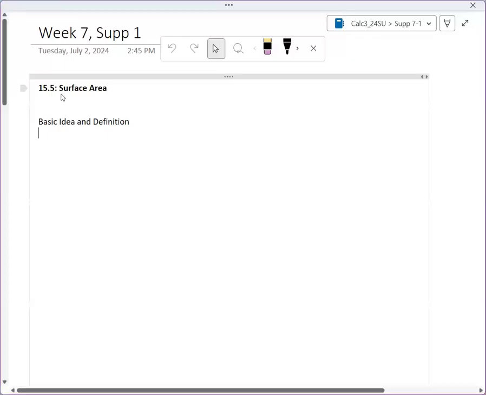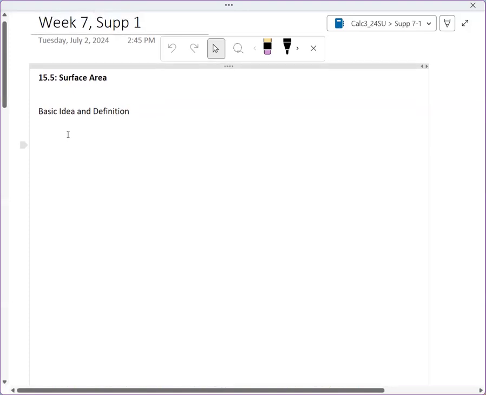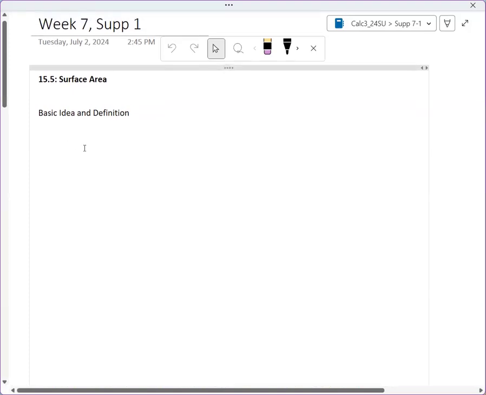Okay, hey everybody. This is the supplement on section 15.5, surface area. As I kind of mentioned before, maybe surface area isn't the most important topic in chapter 15, but I think we will see some usefulness of it in chapter 16. I think it is good to take a little bit of time and cover this material in preparation for the next chapter. Okay, so let's start with the basic idea of surface area.